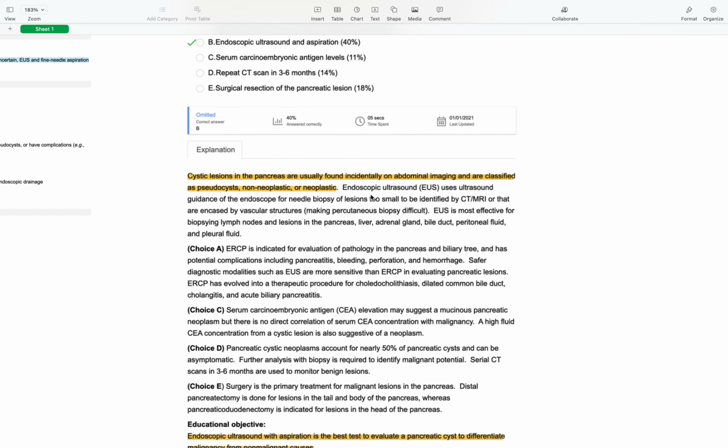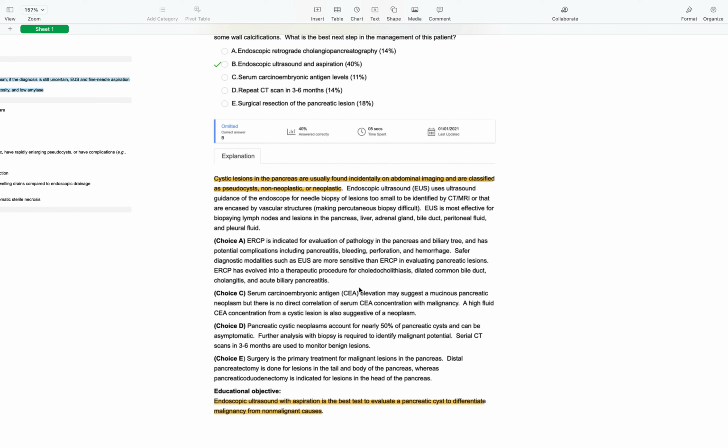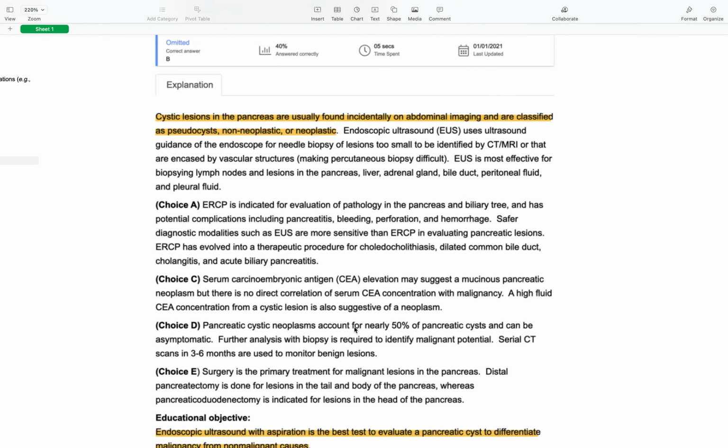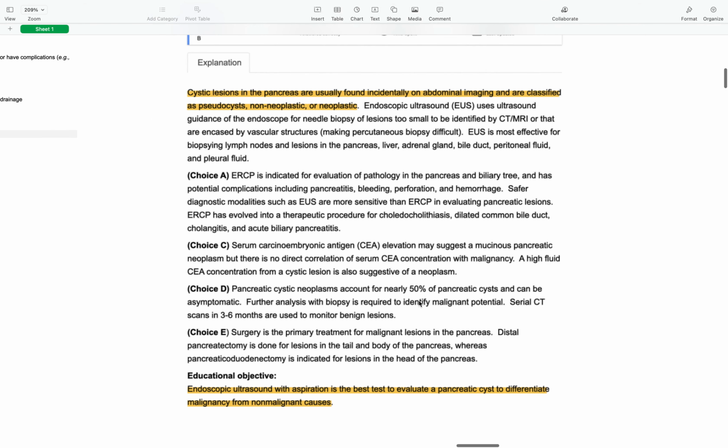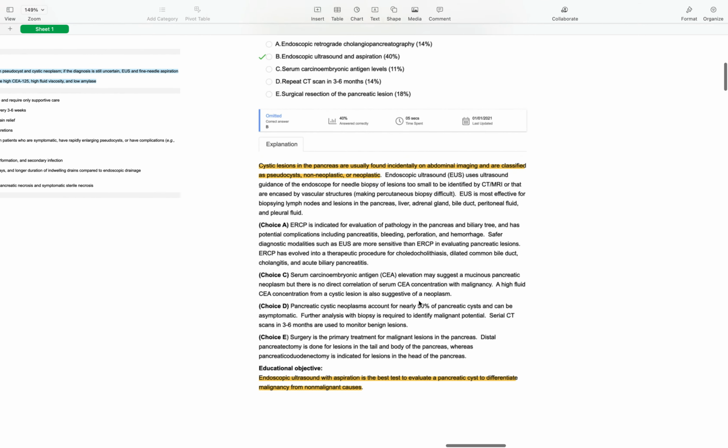So when you're aspirating the fluid from the cystic lesion, you want to rule out any cancer. And I want to emphasize this point as well. The option D here, pancreatic cystic neoplasms account for nearly 50% of pancreatic cysts and can be asymptomatic. Further analysis with biopsy is required to identify malignant potential. Serial CT scans in 3 to 6 months are used to monitor benign lesions. First, we want to know if this is a malignant lesion or not, because of the high prevalence of pancreatic cancers. So you do analysis of the fluid using an endoscopic ultrasound.